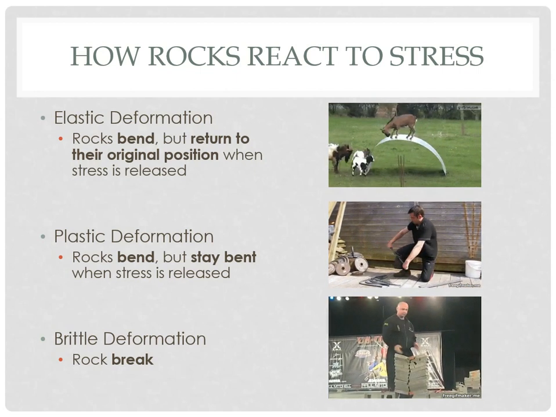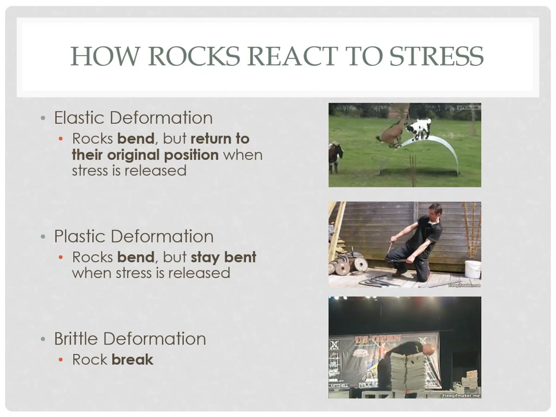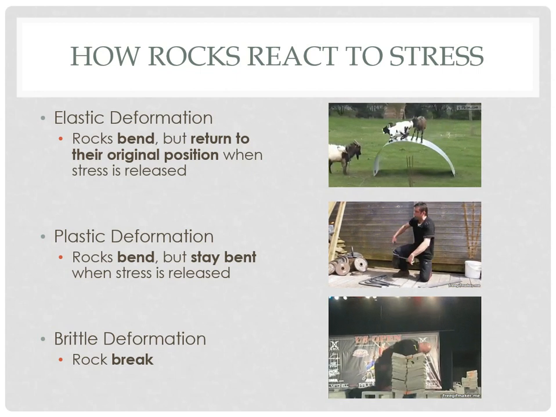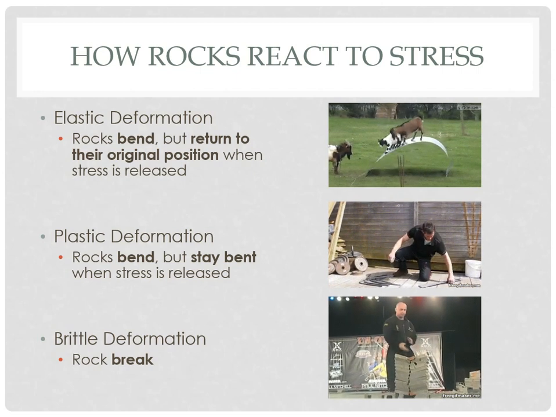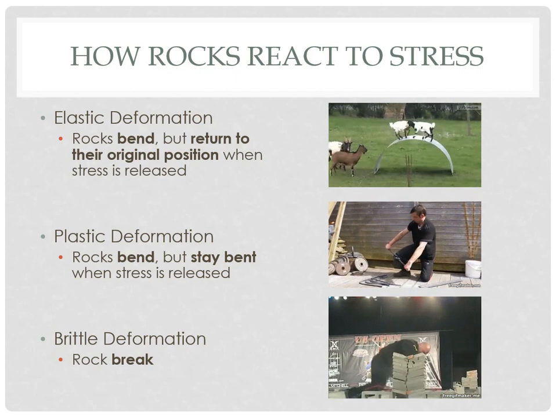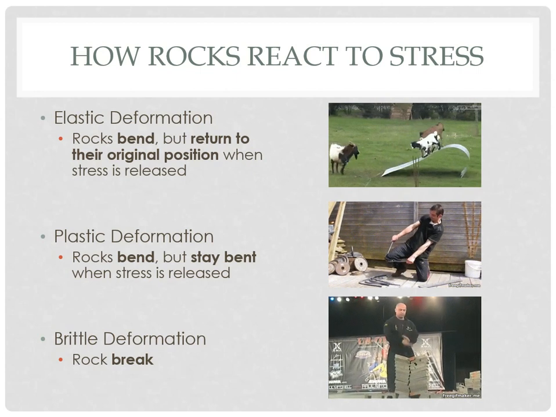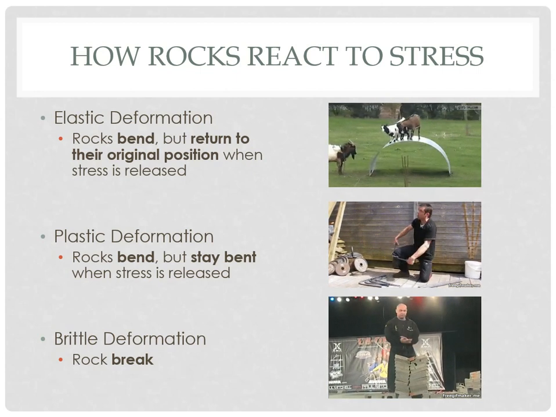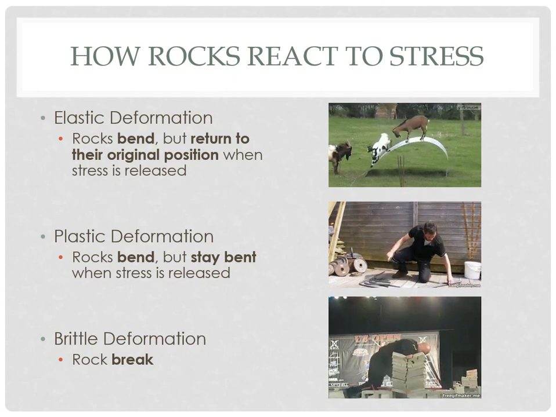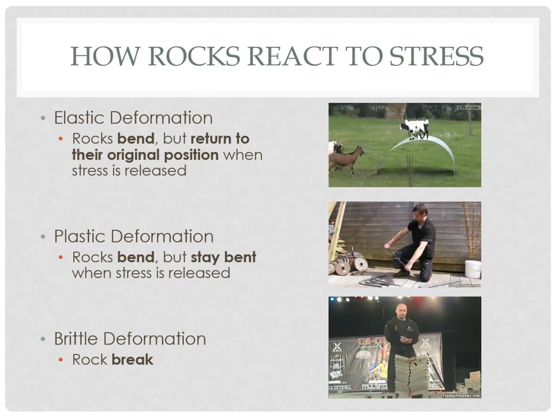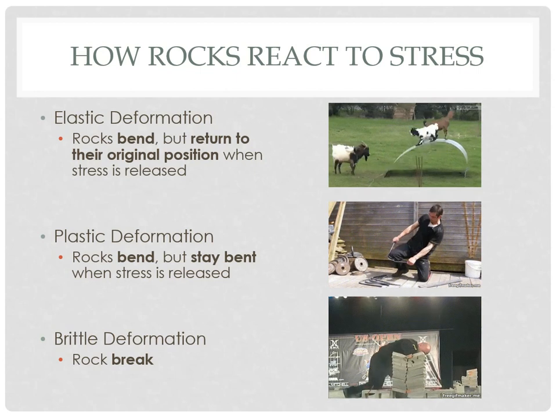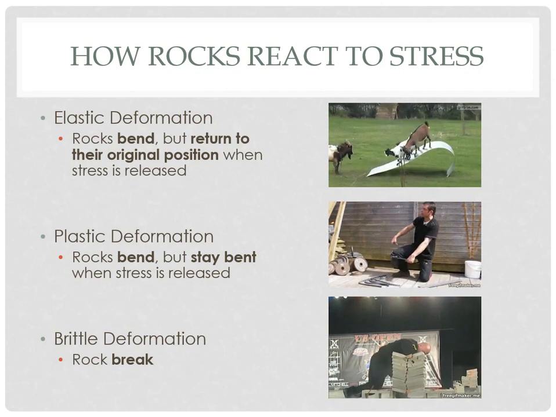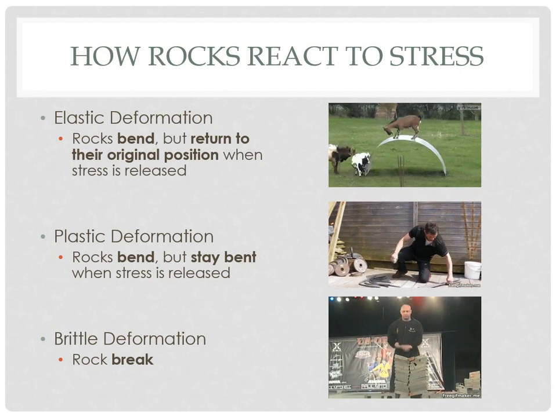Now, the type of deformation, whether a rock undergoes elastic, plastic, or brittle deformation, is going to depend on a few things. For one, the temperature of the rock. If it's cold, it's more likely to undergo brittle deformation, whereas if it's warmer, it may bend a little bit. It's going to depend on the rock type. There are certain rocks like shales, claystones, and mudstones that like to bend pretty easily. And it's going to depend on the rate of stress.